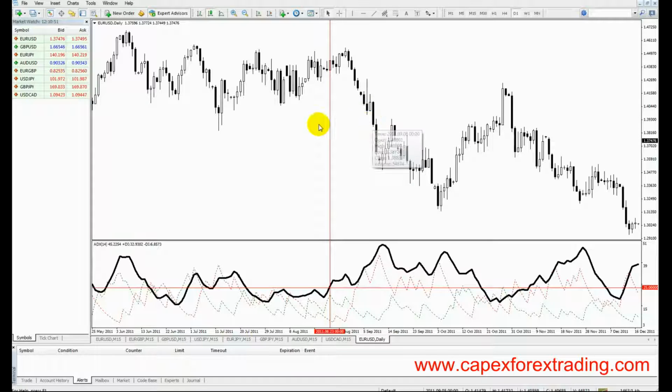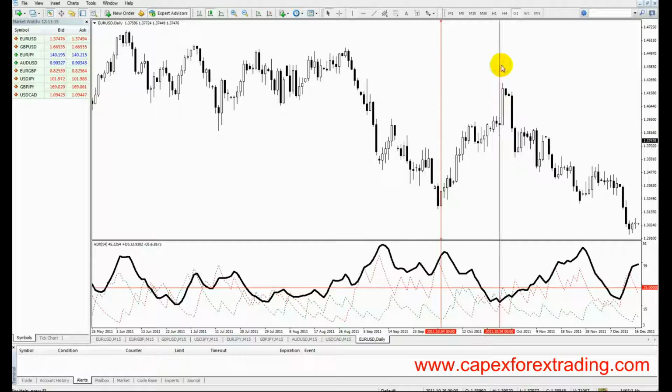Now, one thing you need to bear in mind with the ADX indicator is that it's a lagging indicator. And that means that it takes time to adjust to prices. So, for example, we have a downtrend here that we've measured with the ADX indicator, but we also have an uptrend here. Now, if I mark the beginning of the uptrend here with this line, and the end of the uptrend here with this line. So the beginning is here, the end is here.